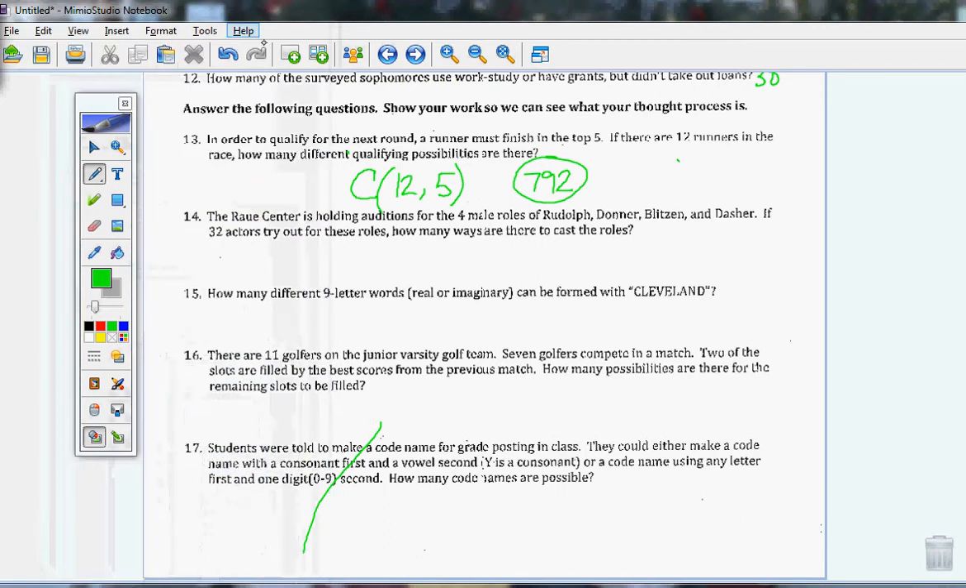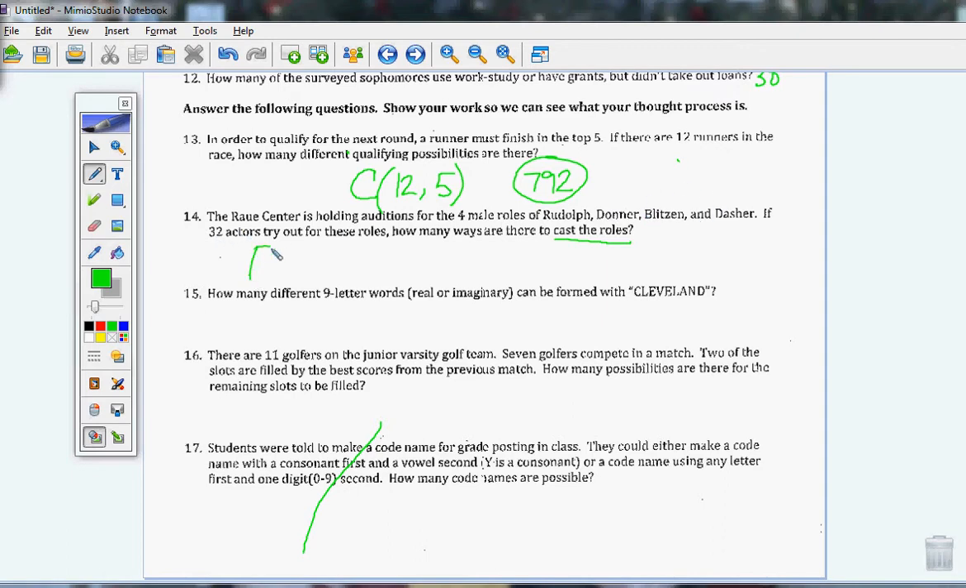Okay? So then the next one here, we're holding auditions for the roles of Rudolph, Donner, Blitzer, and Dasher. 32 actors. How many ways to cast them? Well, here's the deal. We're casting the roles here. We're not auditioning to move on to the next round. So really, you got 32 choices for Rudolph. But once you establish Rudolph, now you got 31 choices. And then 30, and then 29.